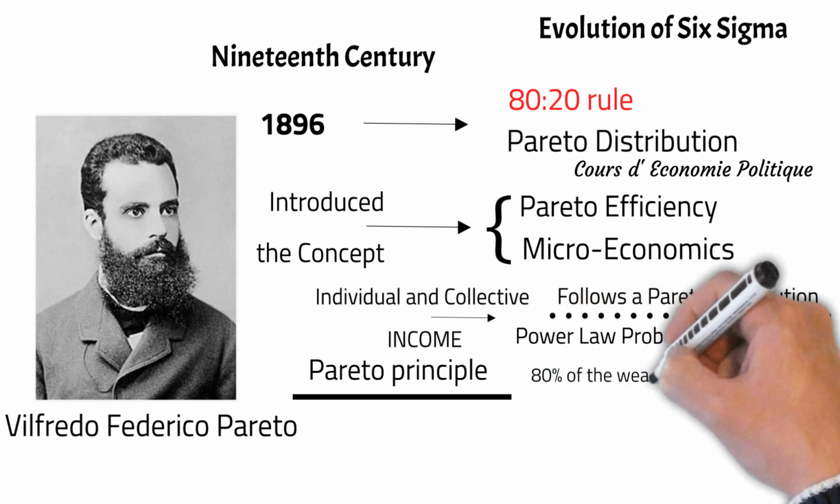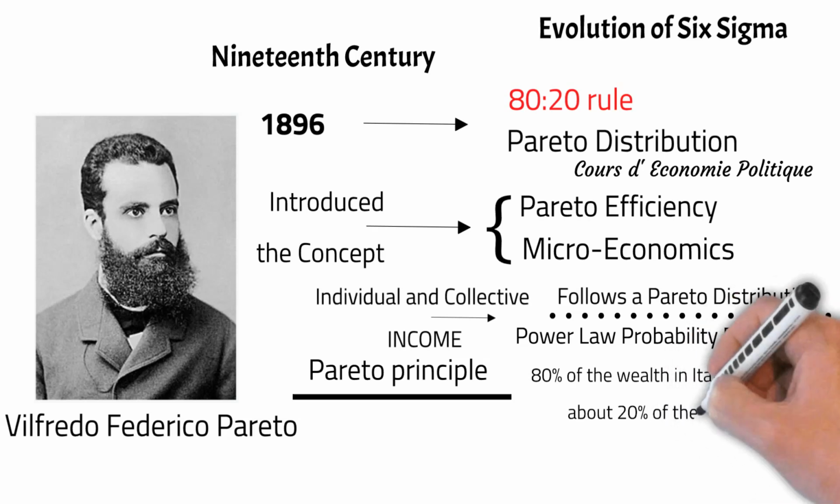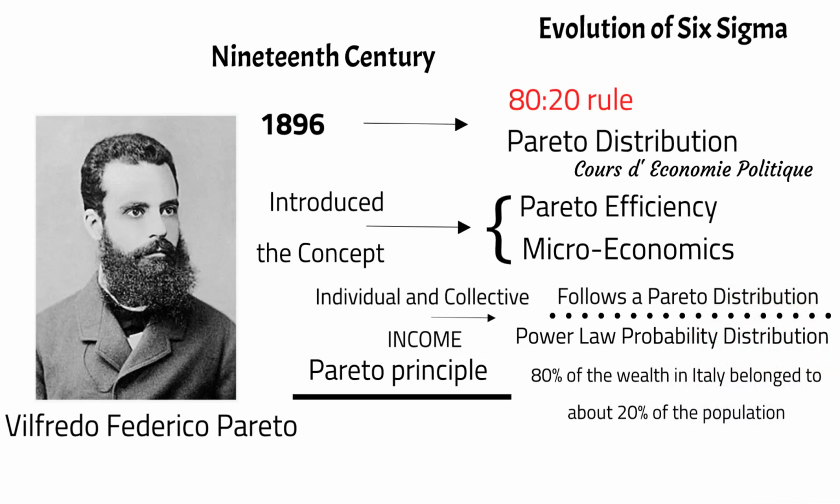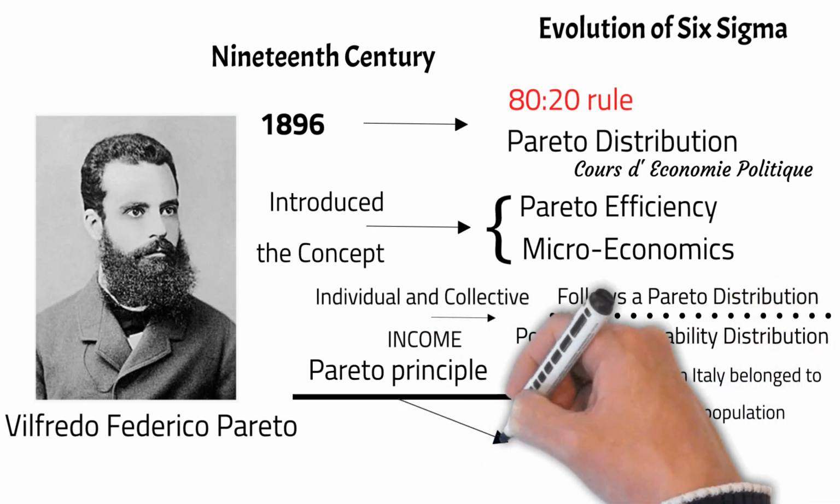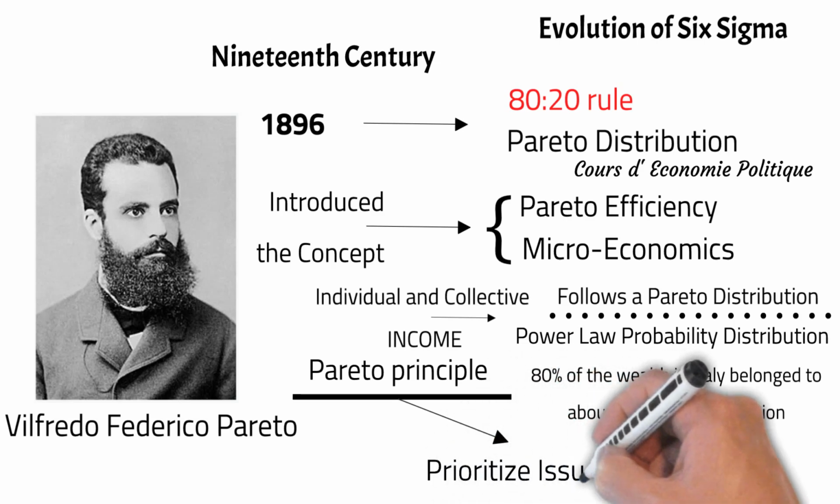He observed that 80% of the wealth in Italy belonged to about 20% of the population. This one concept changed the way we look into and prioritize the issues around us.